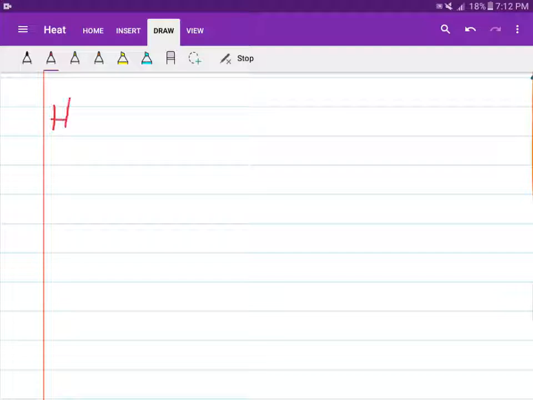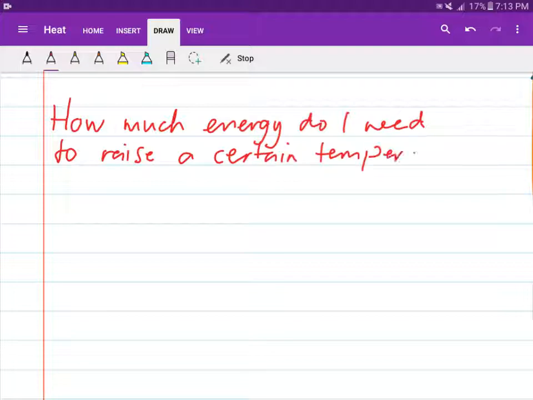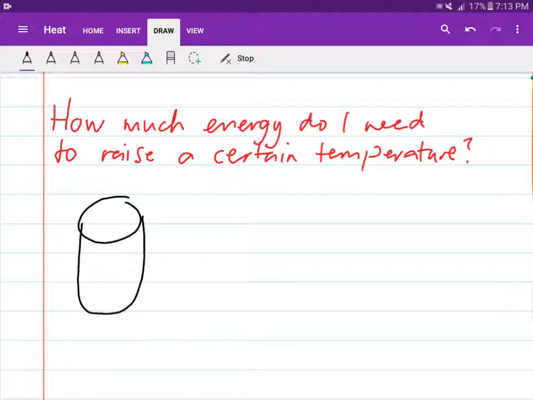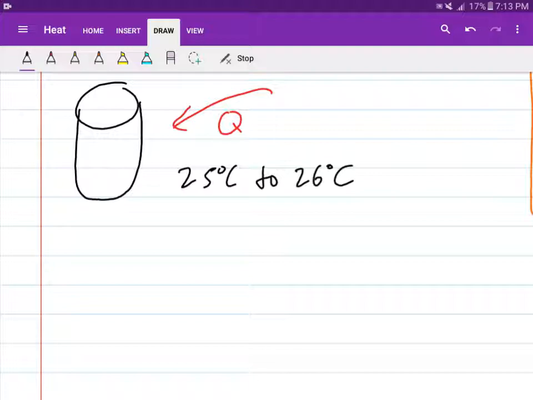So we ask the question, how much energy do I need to raise a certain temperature? So for example, I want to heat a glass of water. So how much heat do I need to put in this water so that it raises its temperature from, say, 25 degrees Celsius to 26 degrees Celsius? So this is answered using heat capacity.